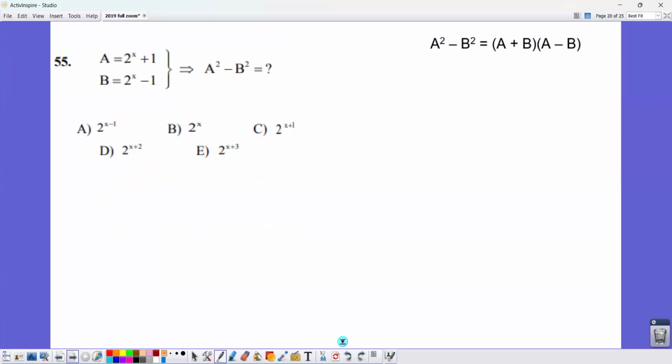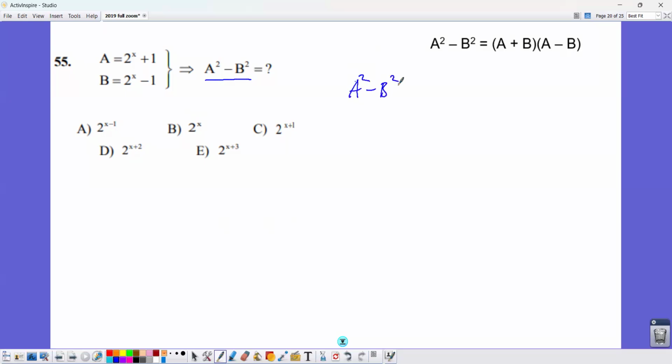55. This is like systems of equation. It's given a as 2 to the power of x plus 1 and b as 2 to the power of x minus 1, and is asked about a square minus b square. So when you have difference of two squares, guys, there is an identity, a formula for this. Always when you have a square minus b square, you can write it as a plus b times a minus b. So we will use this one in our question.